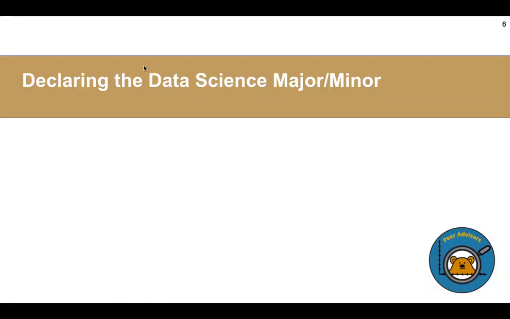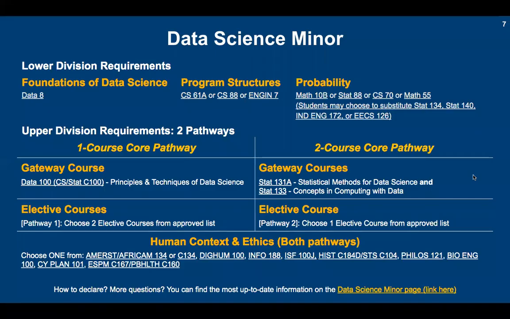So now we'll get into exactly how to declare the data science major or minor, like the courses you have to take. For the minor, the lower division requirements are Data 8, CS 61A, or CS 88, or Engineering 7, which is a lower division programming class. You also have your probability requirement, and you can take either Math 10B, Stat 88, CS 70, or Math 55, or one of the upper division courses listed below.